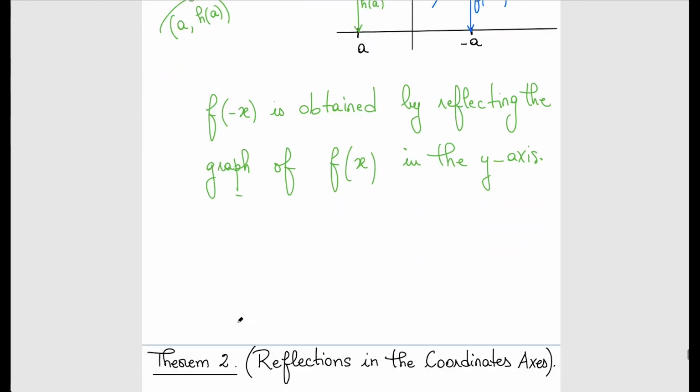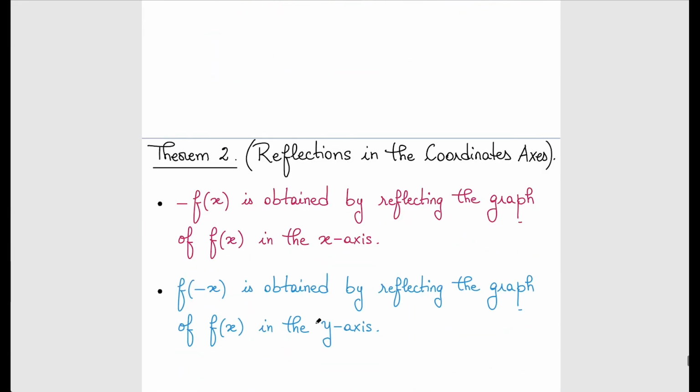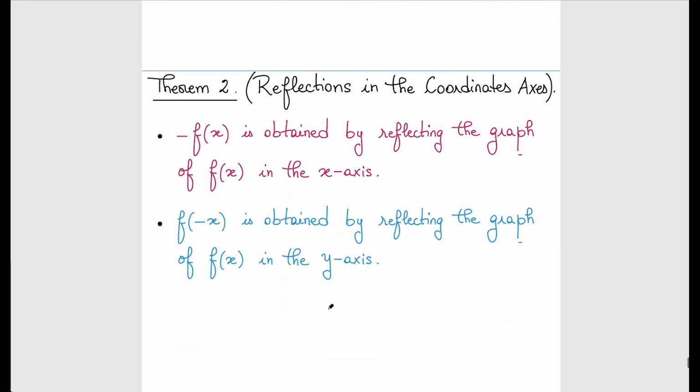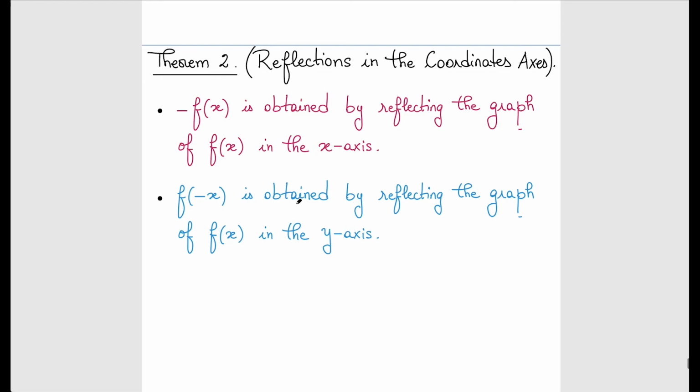Okay, so let's collect these two results that we just discovered in this theorem. It's reflections in the coordinate axes. Negative f of x, it's the very first one above that we just discussed. Negative f of x is obtained by reflecting the graph of f in the x-axis, and f of negative x is obtained by reflecting the graph of f of x in the y-axis.